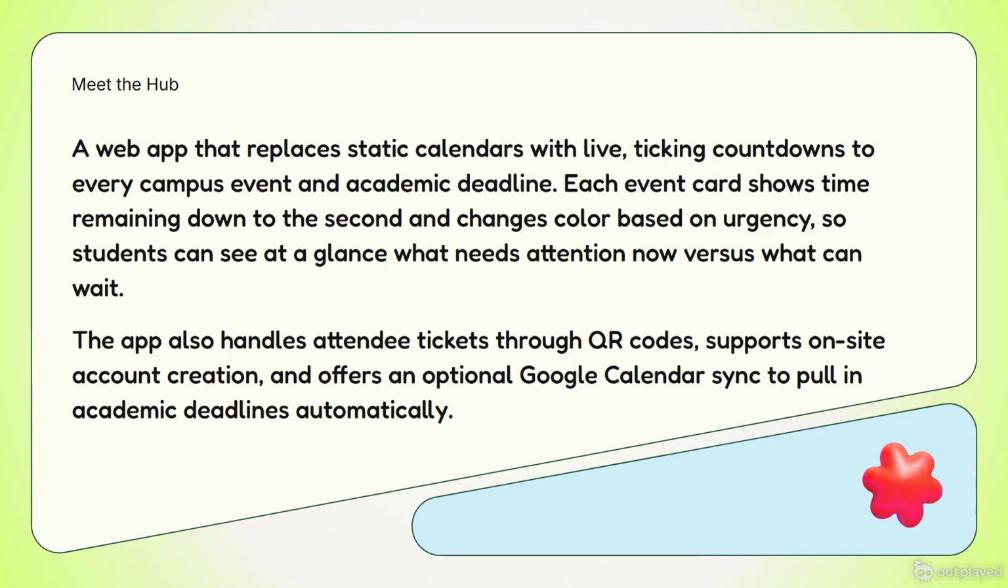So, what is a Campus Event Countdown Hub? At its core, it's a web app that takes the place of a static calendar. Instead of just showing you a date on the grid, every event lives on a card with a live countdown ticking down to the second. The cards even shift colors as the deadline gets closer, so urgent stuff stands out without you having to think about it. You can see at a glance what needs your attention now and what can wait.